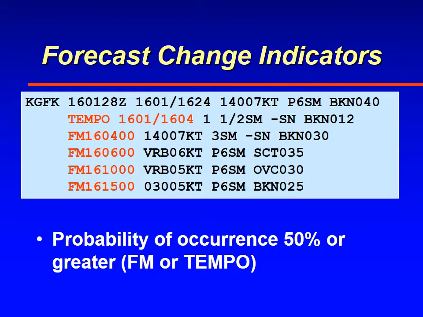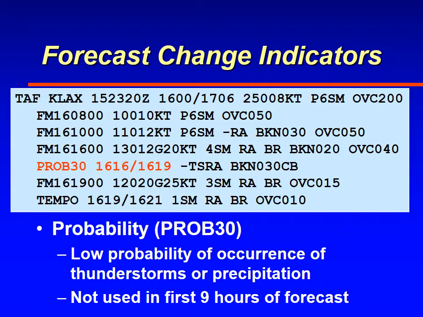The change indicators, tempo and from, indicate that the forecasters think the probability of that weather occurring is better than 50%. If it's less than 50%, the only change indicator that they can use is a PROB30. And a PROB30 indicates a very low probability of the occurrence of thunderstorms or precipitation. Typically, you see this a lot during the summertime with thunderstorms. But the PROB30 can't be used in the very beginning of the forecast.